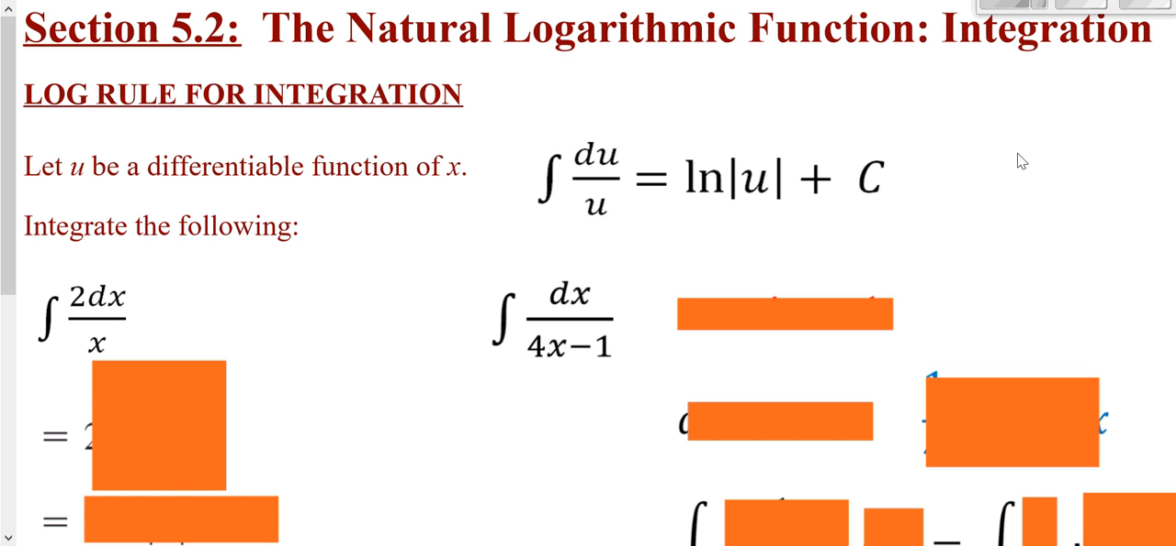So we're going to be dealing with integrating our natural log, or what gives us our natural log. Do you know the derivative of your natural log is 1 over u? So if you're integrating 1 over something, it should give you your natural log.